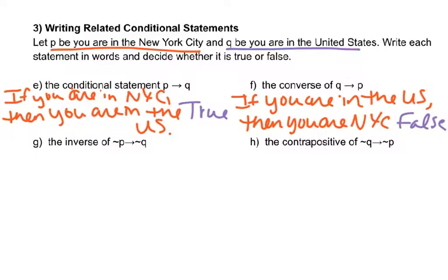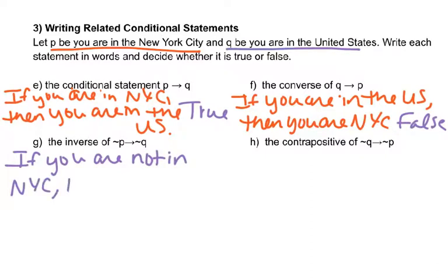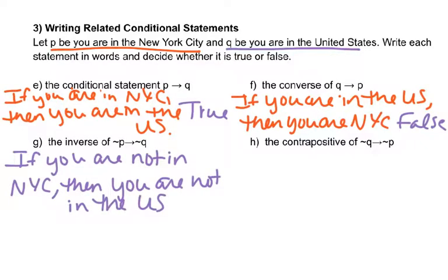Okay, so the inverse, so this is the negation of P then Q. So if you are not in New York City, then you are not in the U.S. And that's not necessarily true either. It could be, but it's not always true. So that's going to be false.